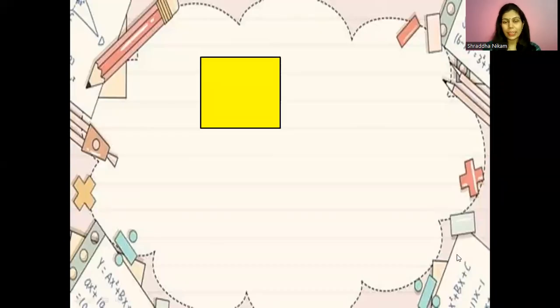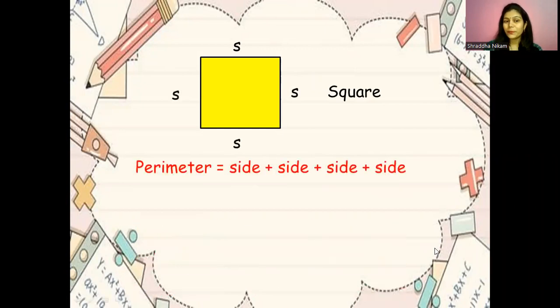Today we are going to learn one important concept of mathematics. So let's get started with the PowerPoint presentation. What is there on the screen? Yes, it's a square. If we want to find out the perimeter of this square, how should we find out the perimeter?